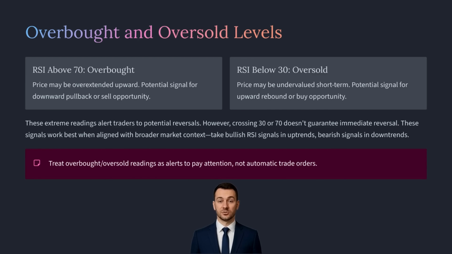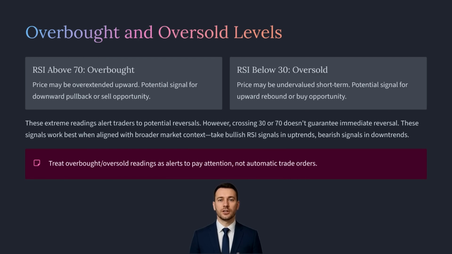Traders often view these extreme readings as alerts for a potential reversal. When RSI enters the oversold zone, or 30, it's a signal that the market may be due for an upward rebound, a possible buy opportunity. When RSI enters the overbought zone, or 70, it signals the market may be due for a downward pullback, a possible sell or short opportunity.